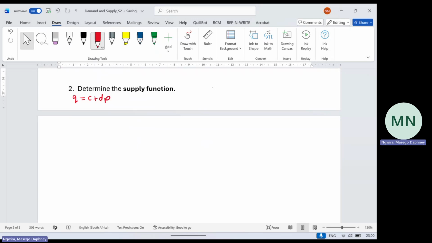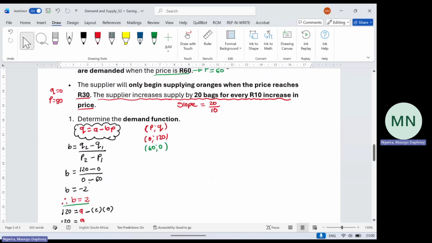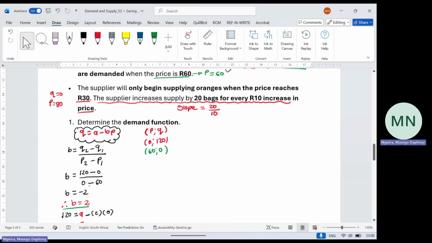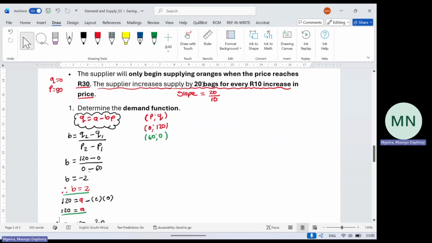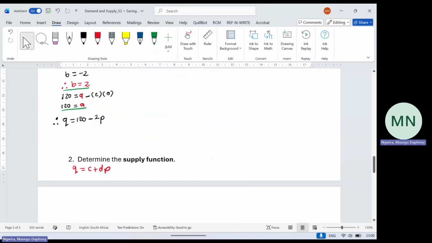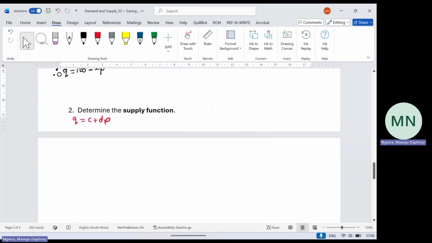So now we also have to look for the slope for this one. If you can remember, we already found the slope for the supply function. This is the slope because it says the supplier increases supply by 20 bags for every 10 rand increase in price. So this is the slope, change in quantity over change in price. So our slope, which is D, I already have the slope. So my slope is going to be 20 over 10, which is equals to 2.